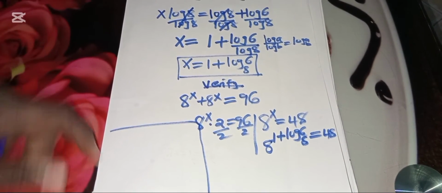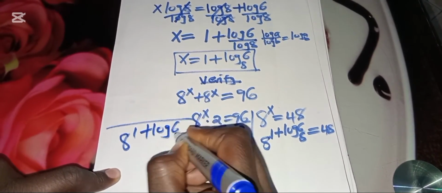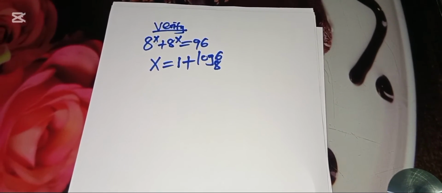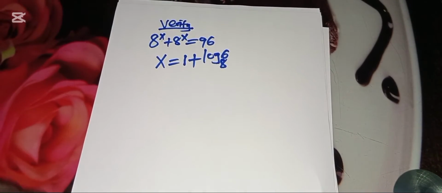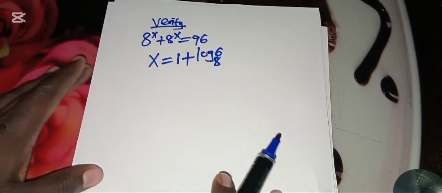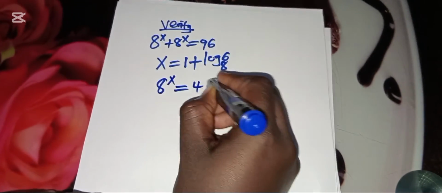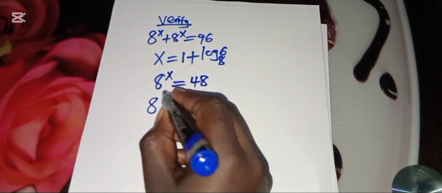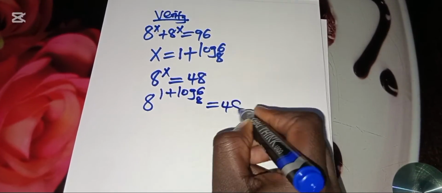So that now we have 8 raised to power 1 plus log 6 to base 8 equal to 48. We verify that the value of x, which is 1 plus log 6 to base 8, satisfies the equation. As you recall, 8 raised to power x plus 8 raised to power x is equal to 96, which you can express as 8 raised to power x equal to 48. So let's substitute the value of x, so that we're going to have 8 raised to power 1 plus log 6 to base 8, which is supposed to give us a value of 48.